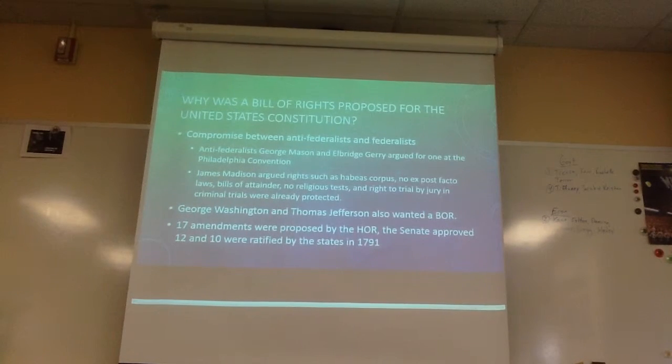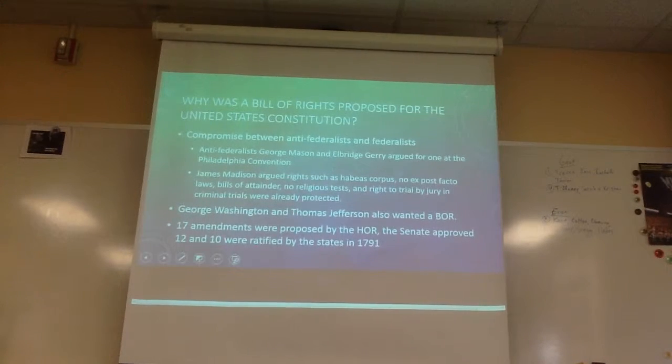Then, according to the amendment process, either state ratifying conventions or state legislatures can approve this. As long as 3/4 of them approve it, that amendment gets passed. So 10 of the 12 were actually passed and became our Bill of Rights. So a lot of people assume the Bill of Rights were this combination of 10 amendments that needed to be passed. There were actually 17 that were proposed to be passed.